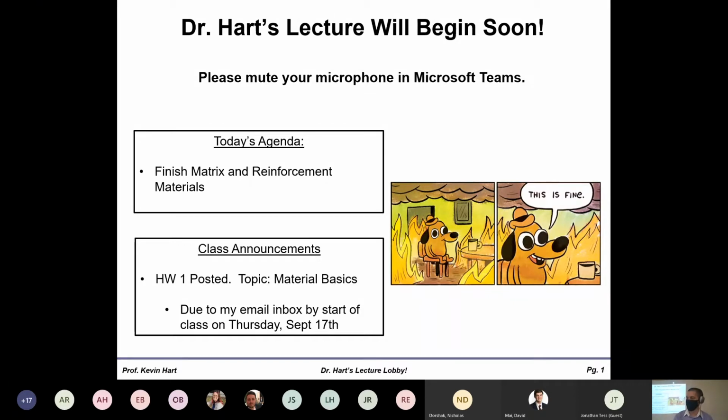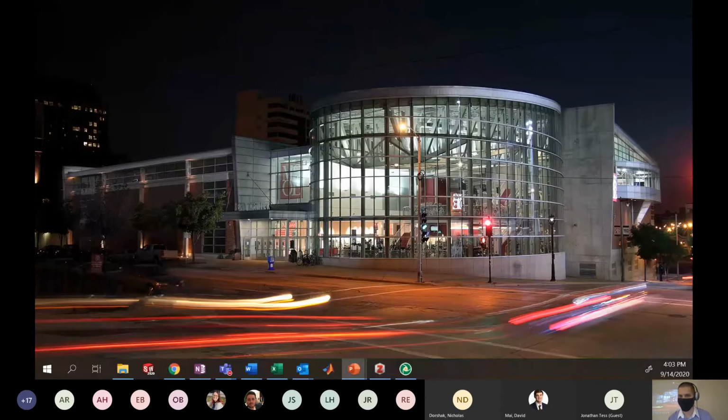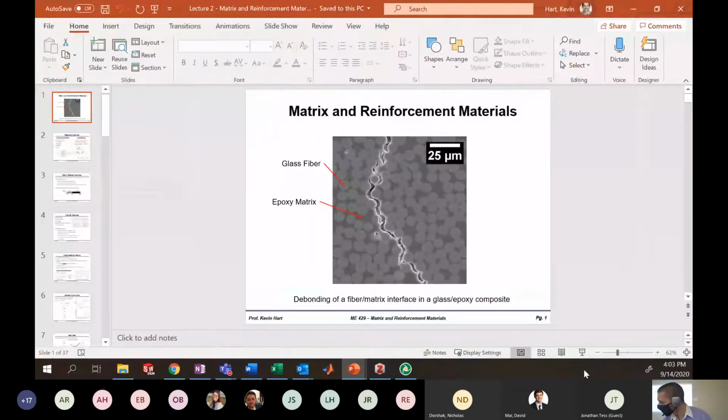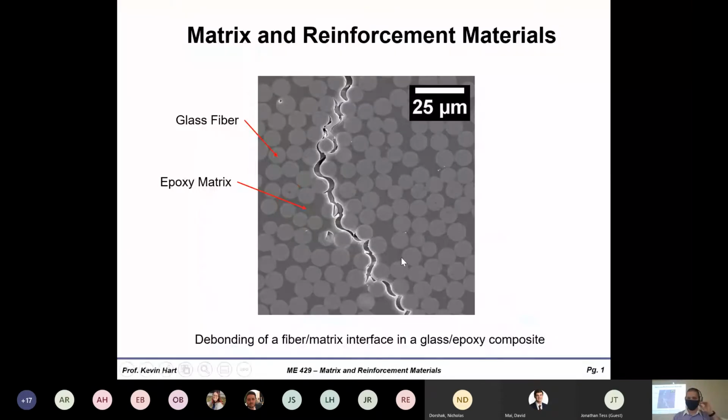Today we're going to finish the matrix and reinforcement materials notes, and then tomorrow we'll start on manufacturing of composites. All right. So let me pull in the matrix and reinforcement notes, and we'll be on our way. And we'll remind ourselves to go through a brief recap of what we talked about last time.